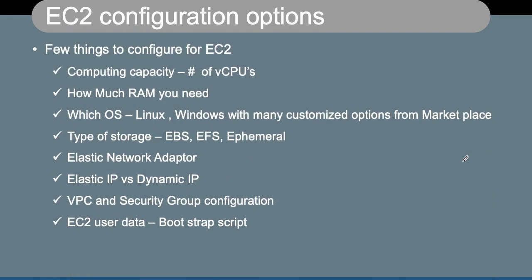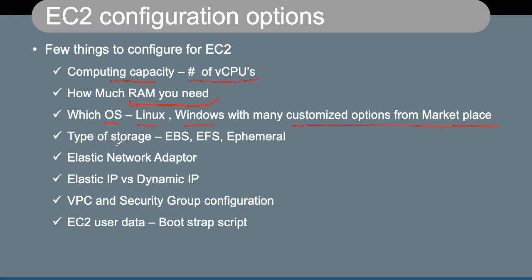Now, what are the different configuration options? What are the things which are configurable in case of EC2? You can have computing capacities, that means the number of vCPUs you can define, how much RAM you need, what kind of memories you need, and what the operating system is: Linux, Windows, Ubuntu. It also gives you many customized options from the marketplace, which is easily available, so you can use it for various different customized options as well.